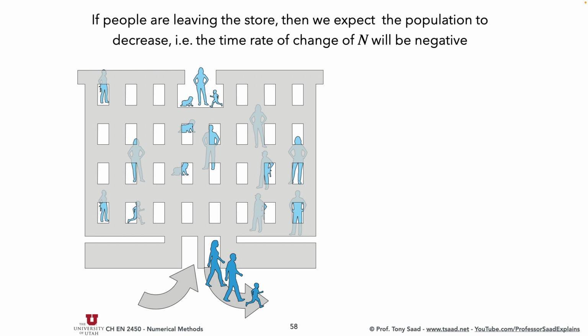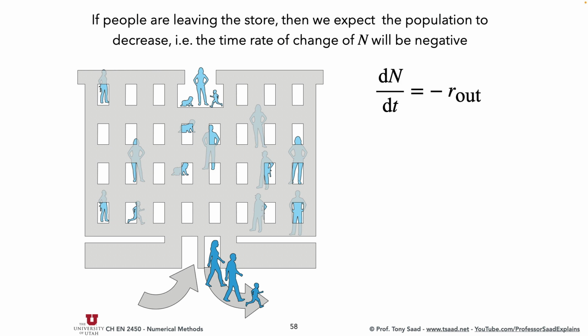So Tanner's right. If people are leaving the store, then we expect the rate of change of the population in the store, or dN/dt, to be negative, and to be exactly equal to the rate of people leaving. If 2 people leave per second, then dN/dt is going to be minus 2 people per second. And so in general, we write this as dN/dt equals minus the rate of people going out, minus R out. R is a rate of people leaving.